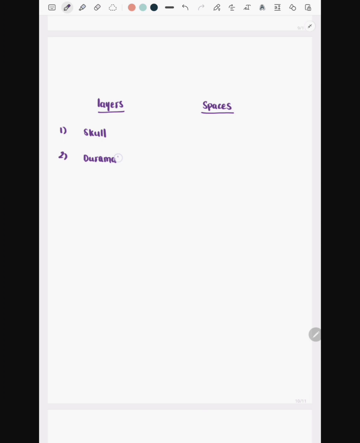Let's summarize all these layers and spaces. From external to internal, there is skull bone, dura mater, arachnoid membrane, pia mater, and brain parenchyma, respectively.